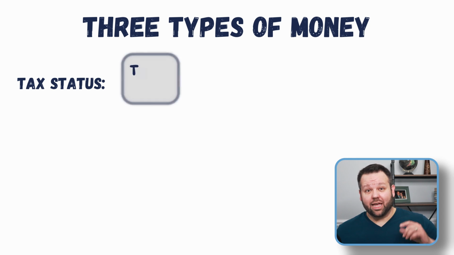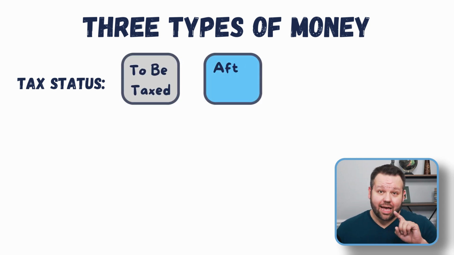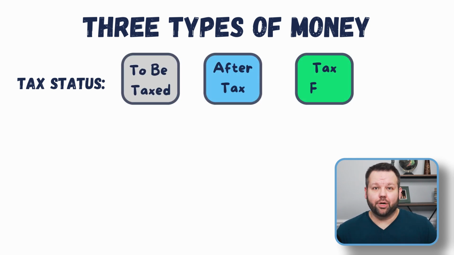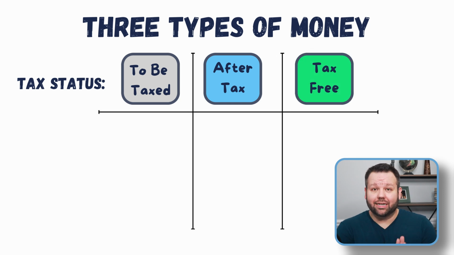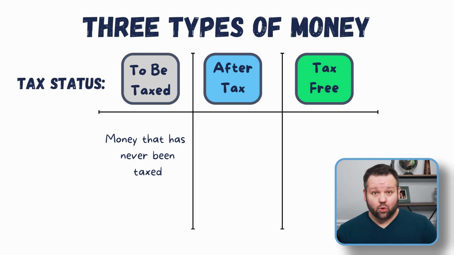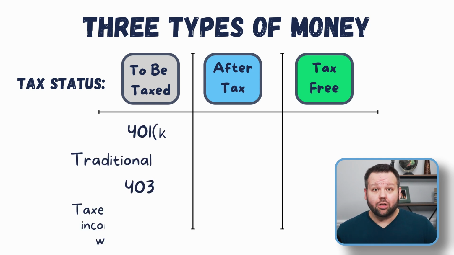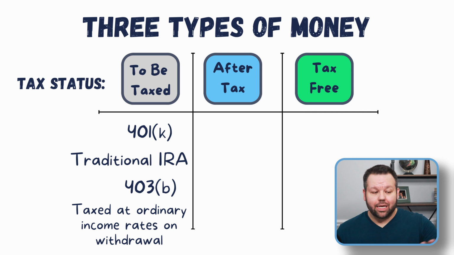Back to the three types of accounts, you've got to-be-taxed money, after-tax money, and tax-free money. First up is the to-be-taxed bucket. Here you have money that hasn't been taxed yet. Think 401ks, 403bs, traditional IRAs. All of this money got a tax break on the way in. It's been growing tax deferred for years, but now as you draw it out, you're going to be subject to tax.